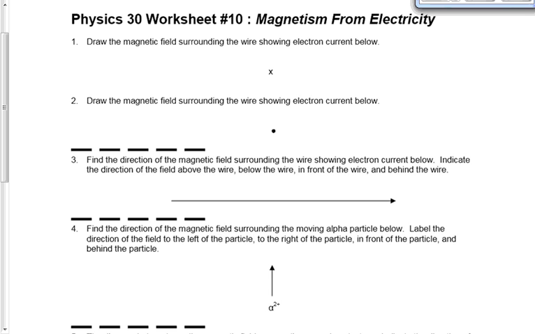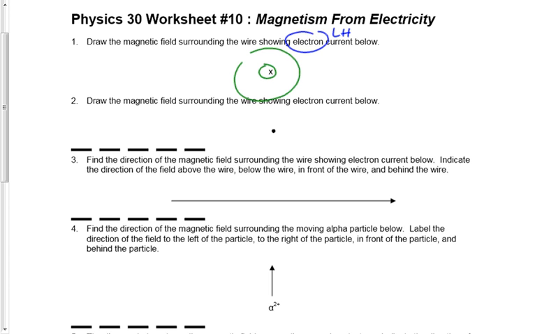Number 1 says, draw the magnetic field surrounding the wire showing electron current below. So electrons being negative particles, right? You know what I do? When I see an electron, and we're dealing with the magnetic field doing the hand rule, I just write down LH to remind me that it's left hand. Because the most common mistake with these questions is using the wrong hand. Use your right hand when it's a negative particle, use your left hand when it's a positive particle. This is going to be a left hand. It doesn't look much like an LH, but that's better. So draw the magnetic field surrounding it. Well, we know that it's circular.